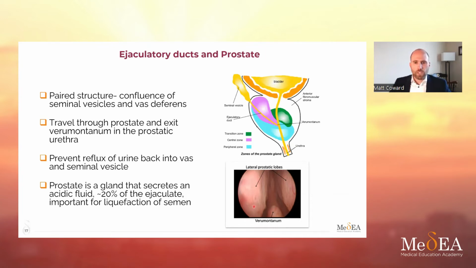The prostate, which is seen here, so these are the two lateral prostate lobes. The prostate is a gland that secretes an acidic fluid, which contributes about 20% of the ejaculate fluid. And this is important for liquefaction of the semen. So the prostate makes a protein called PSA, prostate-specific antigen, which is also incidentally the blood test. It's measured in the blood, and an elevated PSA level can indicate that a patient has prostate cancer. It also can be elevated in inflammatory conditions of the prostate. But the purpose of that PSA is that it liquefies the semen.